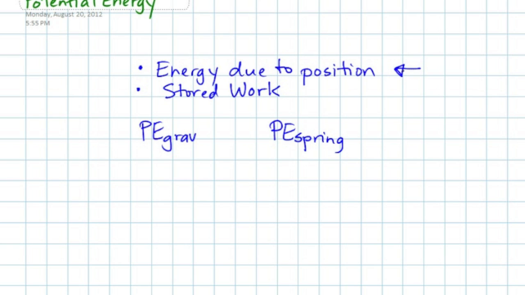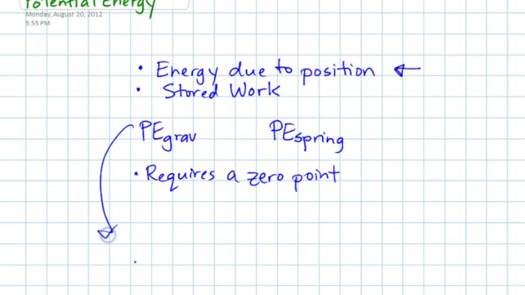Okay, well, because it's energy due to position, usually potential energy requires a 0 point. And when we talk about potential energy due to gravity, usually a convenient 0 point is the Earth's surface.